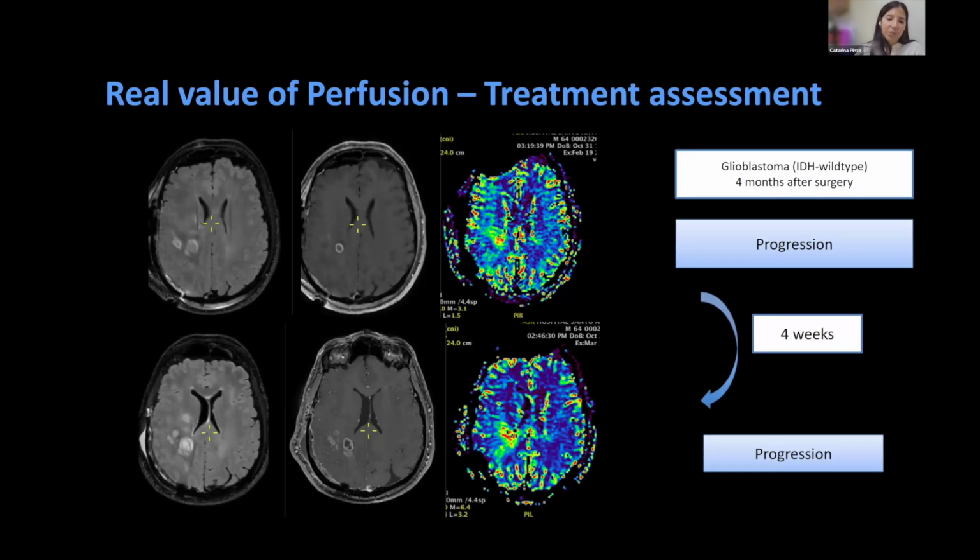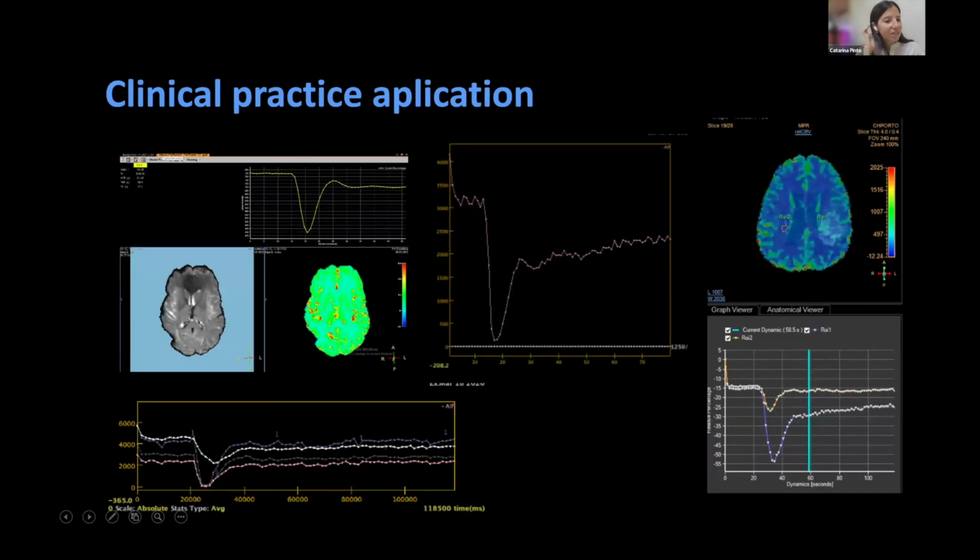And actually, these cases of treatment assessment are the ones where the perfusion really, really helps us in differentiating progression and pseudoprogression, since the enhancement can always be misleading. And finally, I would like to say that in clinical practice, we use the color maps a lot, of course. They are really helpful to see where we have the positive spots of high CBV, but we should always look at the signal curve.